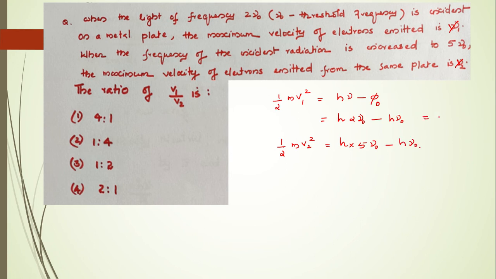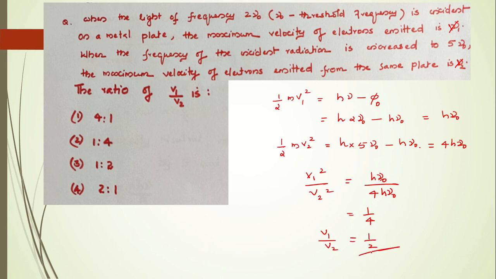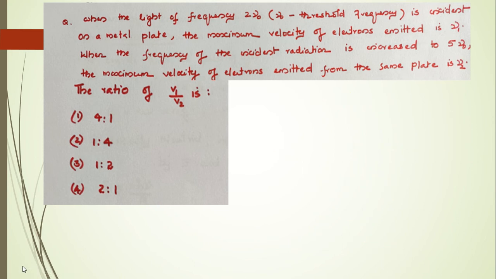So in the first case we can reduce it to be equal to h nu 0, and in the second case the kinetic energy we can write as 4h nu 0. So if we divide, v1 square by v2 square is equal to h nu 0 divided by 4h nu 0, so that is equal to 1 by 4. So if we find the ratio of speeds, we get the value as 1 by 2. So we can move to the next one, 89th point.